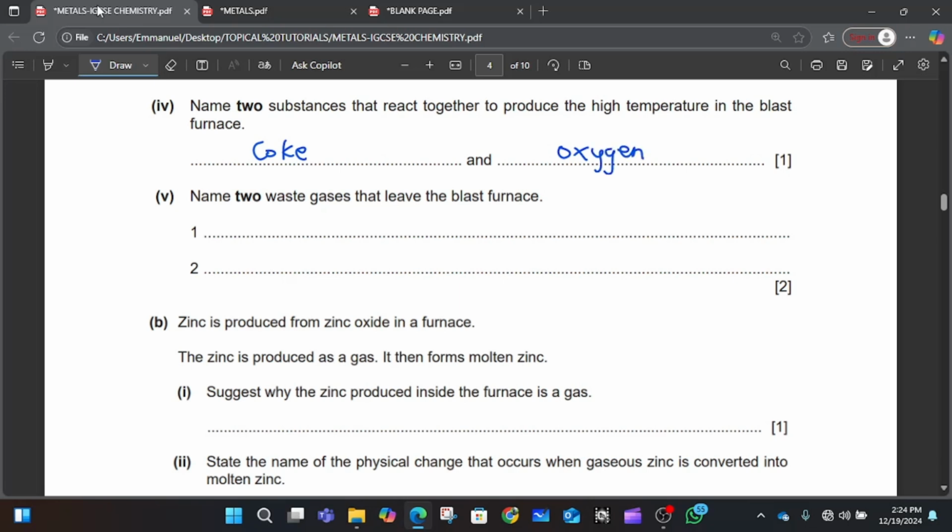V. Name two waste gases that leave the blast furnace. So carbon dioxide is one of the waste gases that leaves the blast furnace during the extraction of iron. Nitrogen gas is also one, and argon is also another one.